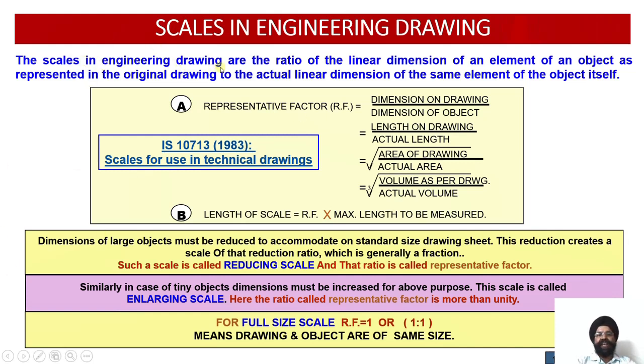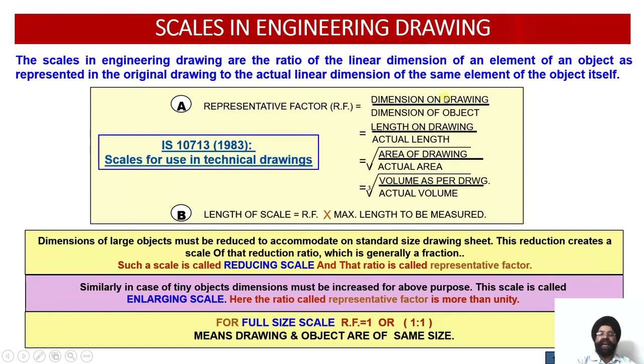The scale in engineering drawing is the ratio of the linear dimension of an element of an object as represented on the original drawing to the actual linear dimension of the same element of the object. So whatever dimension is drawn on the drawing, divided by the actual size of the dimension of the object, gives us the scale. This falls under IS 10713:1983, the BIS standard for scales for use in technical drawings.